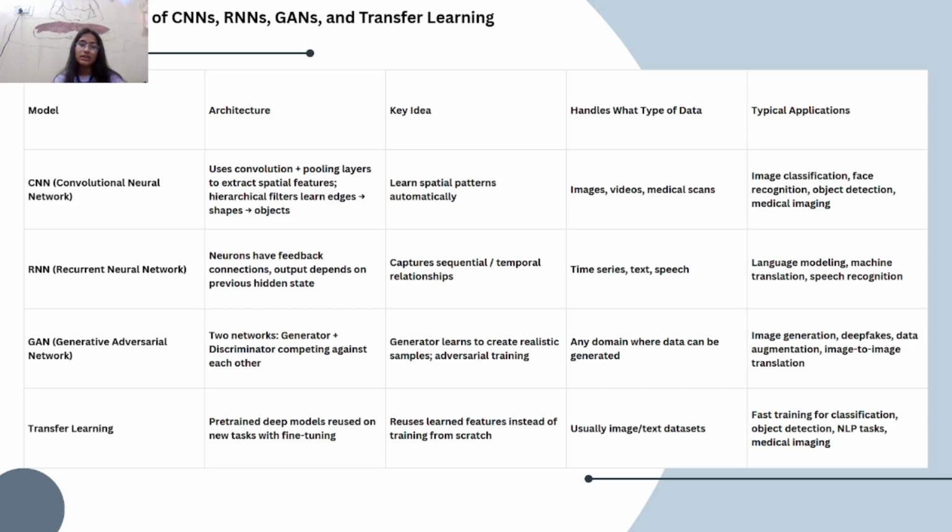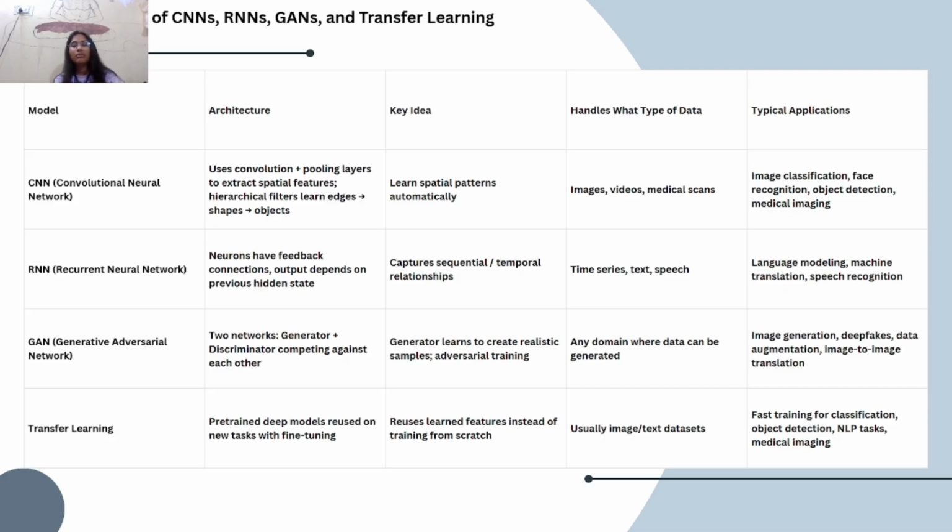Next is transfer learning. The idea is to use a pre-trained model and fine-tune it for a new dataset. The benefits are that it saves time, needs less data, and gives excellent accuracy. Applications are classification, object detection, and identity tasks.